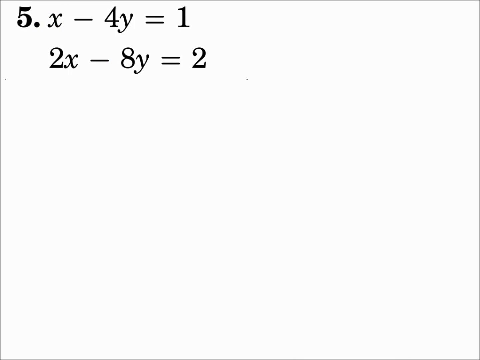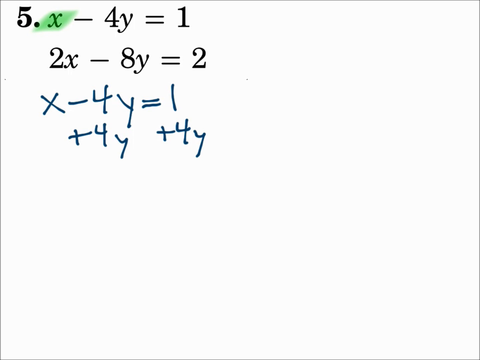Number 5. X minus 4y equals 1 and 2x minus 8y equals 2. To solve by substitution, start by having a variable with coefficient 1. And that's the x in the first equation. That's the only choice we have. Let's solve that equation for x. Since 4y is being subtracted, let's do the opposite and add 4y to each side. 4y cancels on the left, and we have 1 plus 4y on the right.